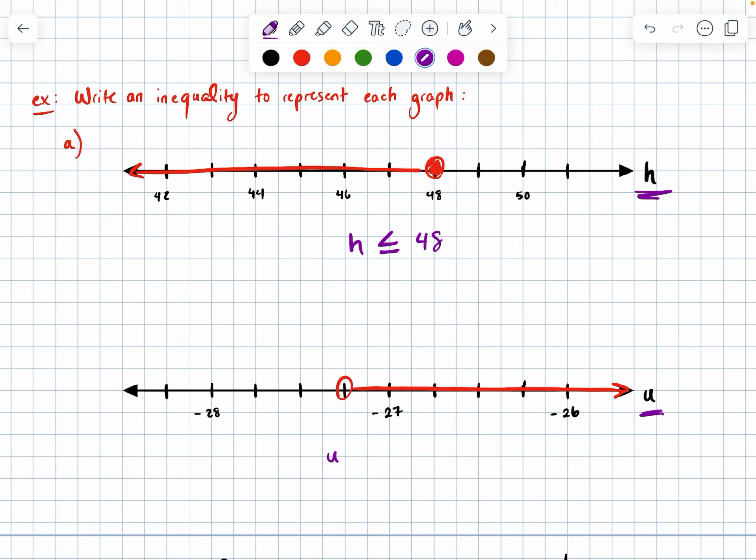And for this one here, well, I've got u as my variable. I've got an open circle around this one that's unlabeled. Well, how can I figure out what that label is? Notice it's between negative 28 and negative 27. And knowing that my scale is consistent, well, halfway between here would have to be negative 27.5. So this is like negative 27.25 or negative 27 and a quarter. So u here in this case, open circle, it's not included, and arrow pointing off to the right, so it needs to be strictly greater than that negative 27.25.